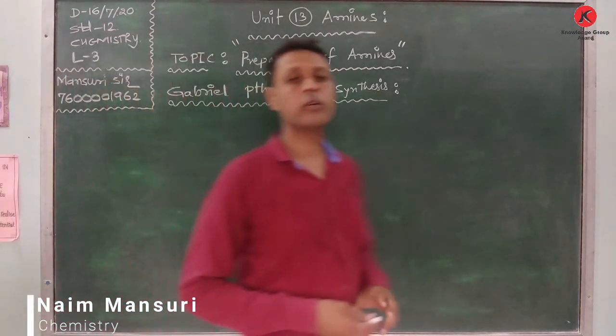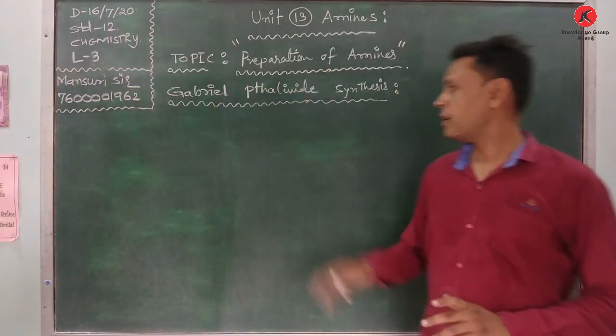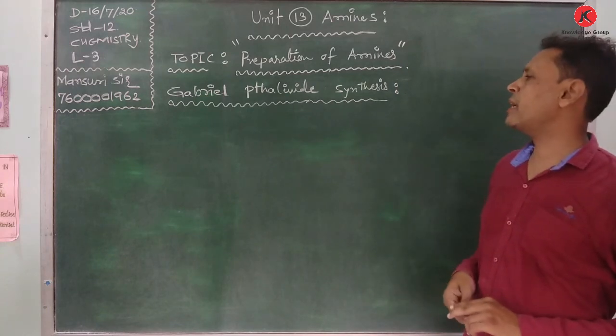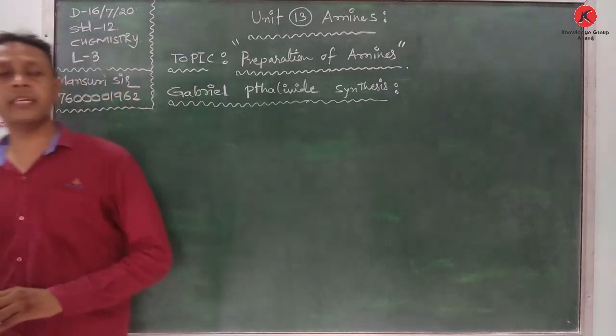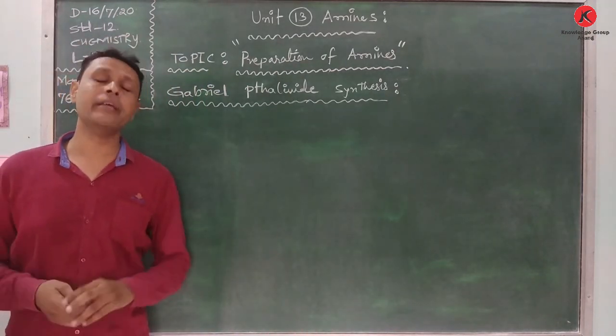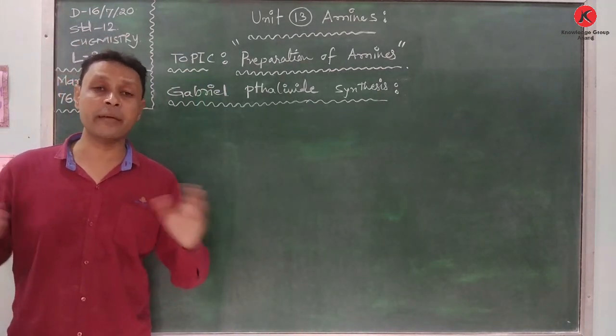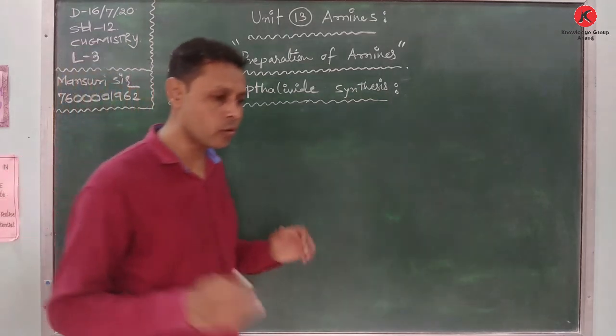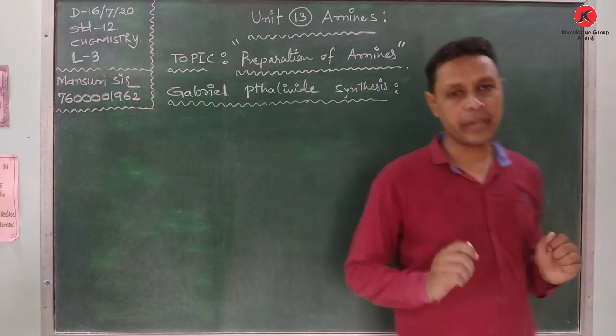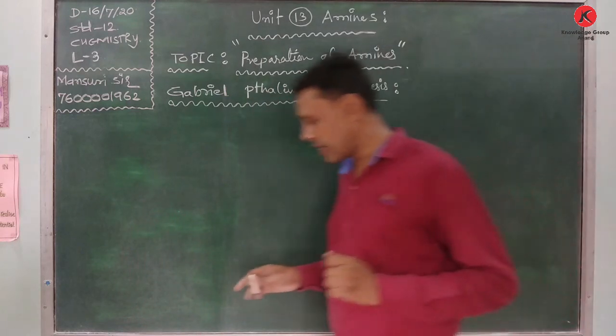Let us discuss the preparation of amine. Now we are moving to the Gabriel phthalimide synthesis. By Gabriel phthalimide synthesis, we can obtain primary amine, as well as aliphatic primary amine. This process is used only for making primary amine. Now we will discuss that.